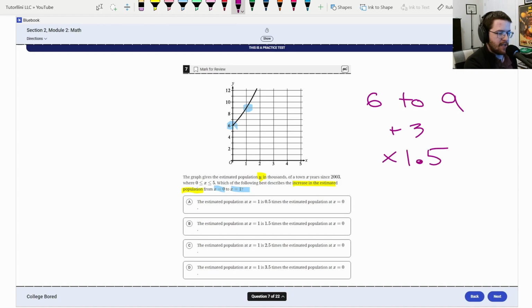So I'm looking for an answer choice that says one of those. They all say times in it, so it's not plus 3. So it must be the one with the 1.5 times. And that is answer choice B.